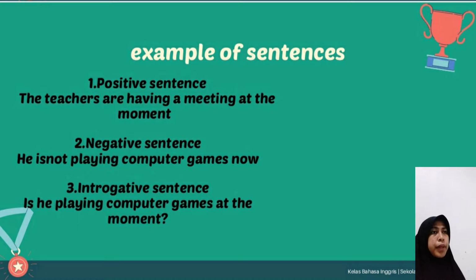Okay, for example of sentences in simple continuous tense: one, positive sentence, for example, the teacher is having a meeting at the moment. Two, negative sentence: he is not playing computer games now. And three, interrogative sentence, for example, is he playing computer games at the moment?